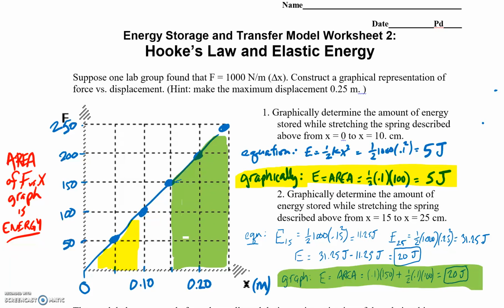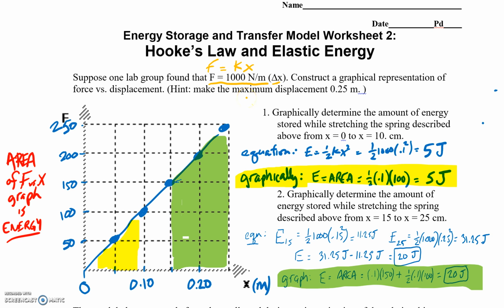And here's the solution for worksheet 2. Here is an equation for a spring. This is the force equals the spring constant times x, or delta x, the same thing. So spring constant is 1,000 newtons per meter.